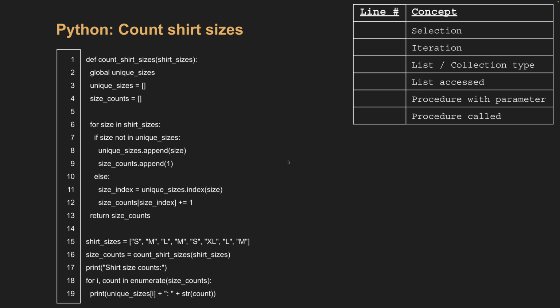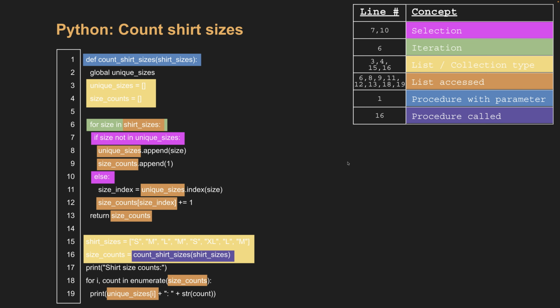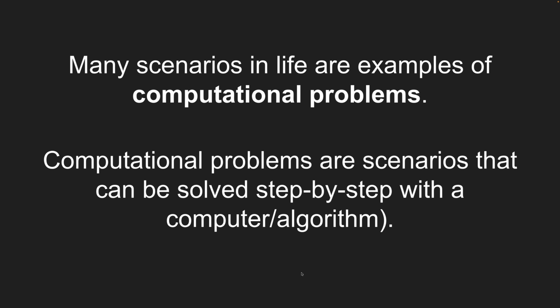So where do I have selection? Again, selection, I'm looking for if and an else. Got iteration up here inside my function. I also have iteration down here on line 18 to go through the shirt counts and make sure that I have the right number for each of those particular shirt sizes. So these are all examples of what are called computational problems. These are scenarios that can be solved step by step with a computer or algorithm.